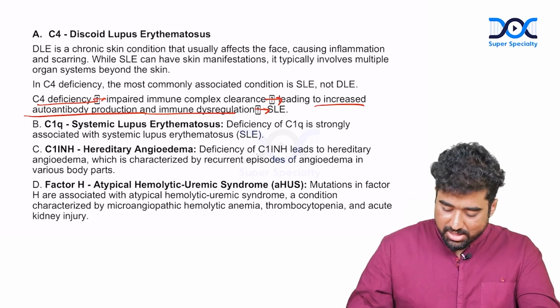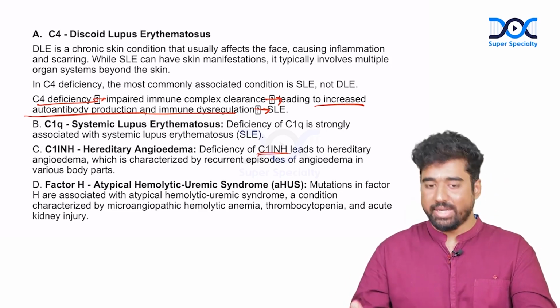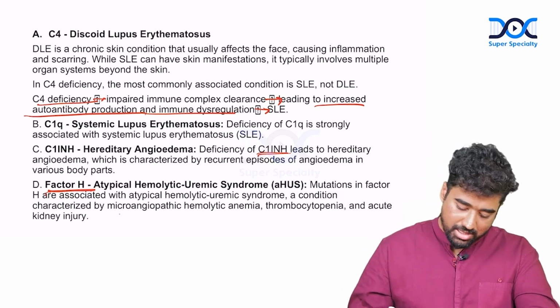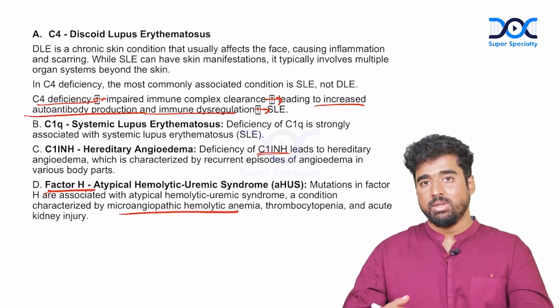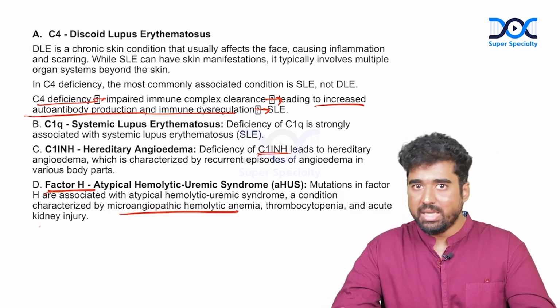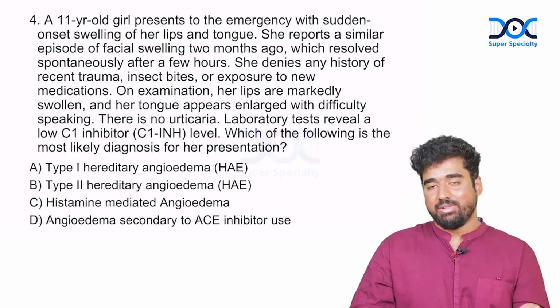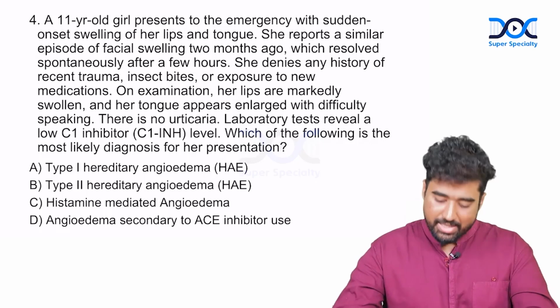So apart from that, C1 esterase inhibitor, we will come to how it leads to hereditary angioedema. Factor H defect is associated with atypical HUS, a condition characterized by MAHA, not TTP as such, thrombocytopenia, and also acute kidney injury. Next, we have another question mainly focused upon hereditary angioedema.